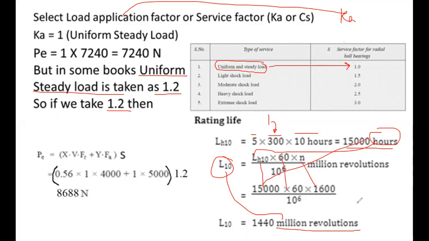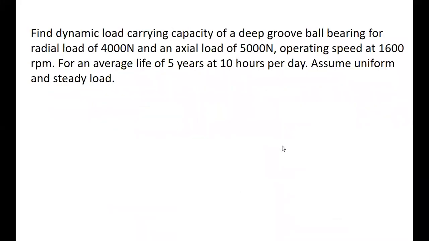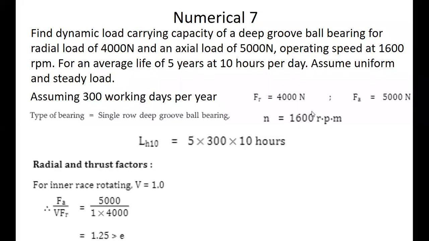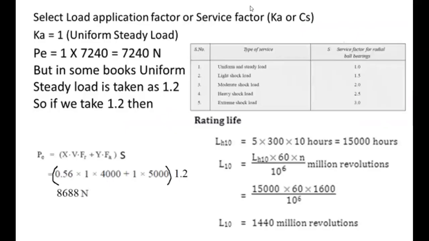RPM is given 1600, right? So RPM is given as 1600 here in the given data. So now we are just going to do the simple calculation, which is 15,000 into 60 into 1600 divided by 10 raised to 6. It turns out to be 1440 million revolutions.